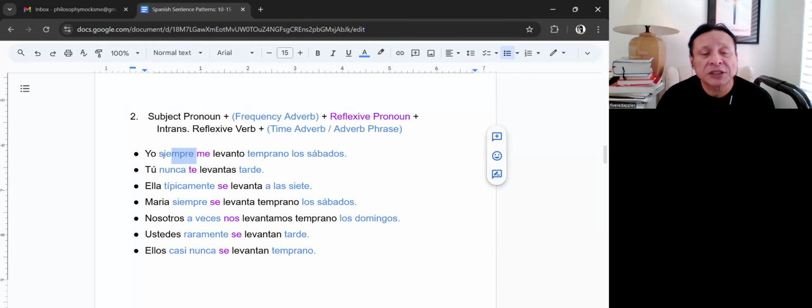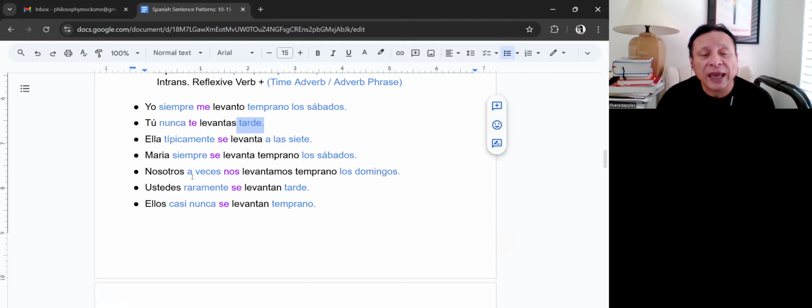The frequency adverb is here before the reflexive pronoun. Tú nunca, nunca is never. Tú nunca te levantas tarde. You never get up late. You never, frequency adverb, reflexive pronoun te, referring to tú, and then levantas is the tú form in the present tense, and then late.